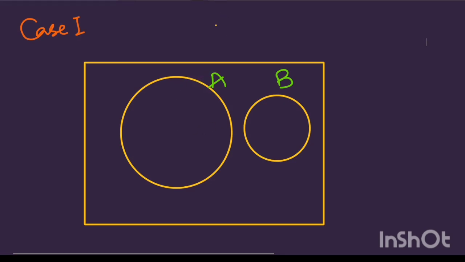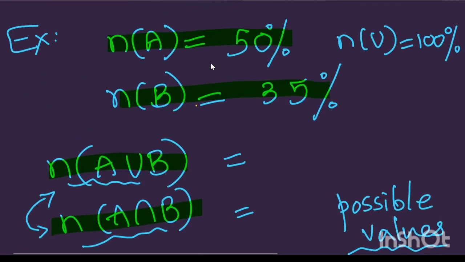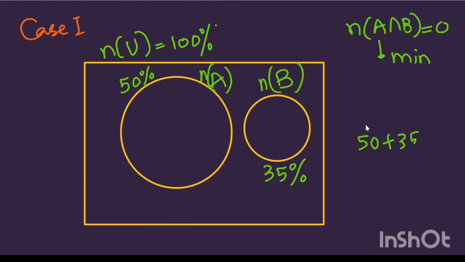Now Na, Nb, they are separated. They are disjoint sets, guys. It means A intersection B is phi, and in this case it is 0. So this is the minimum value of A intersection B, because there is no intersection, no area common to both A and B. This is obviously Nu, which is 100%. Now in the question Na is given as 50%, Nb is 35%. So the area of this circle is 50, and this is 35%. So the remaining, 100 minus 50 plus 35, 15, is A bar intersection B bar.